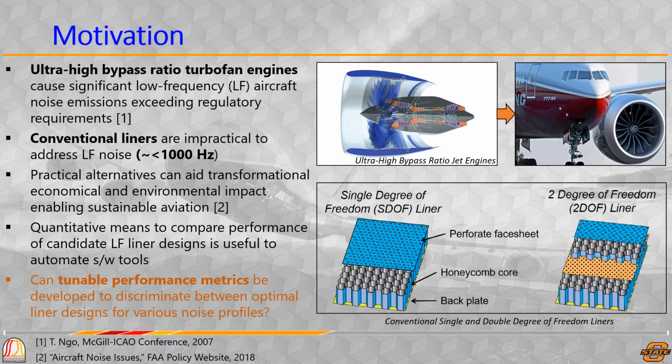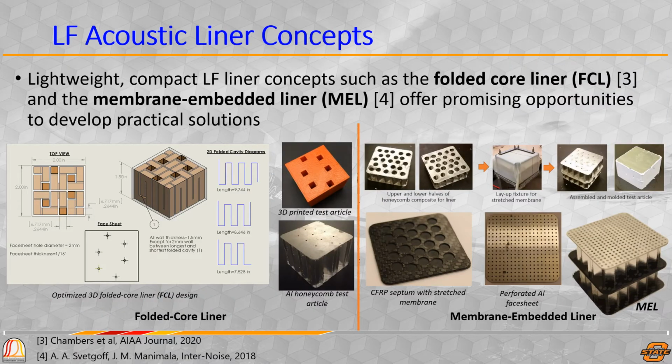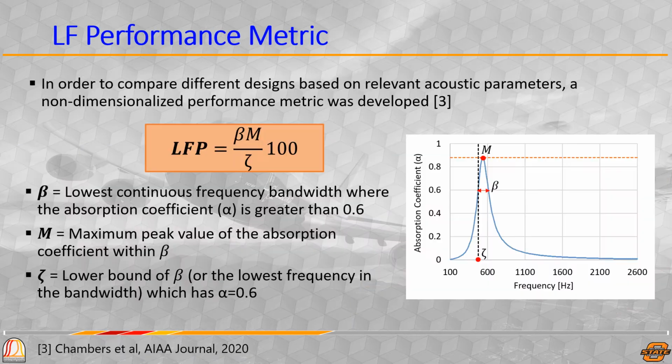for various noise profiles. Current lightweight, compact, low-frequency liner concepts, such as the folded core liner on the left, which is what we use in this study, and the membrane-embedded liner on the right, offer promising opportunities to develop practical solutions in the future. In order to compare different designs, the low-frequency performance metric, or LFP, is used to compare different designs based on relative acoustic parameters, which were used to create a non-dimensionalized performance metric.